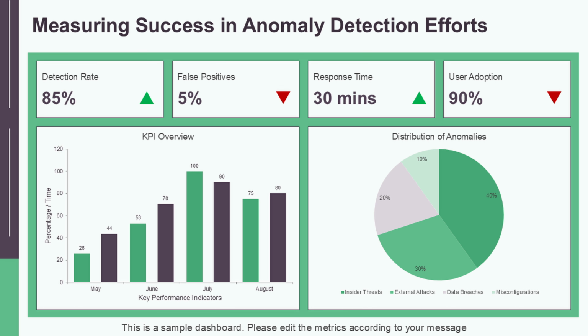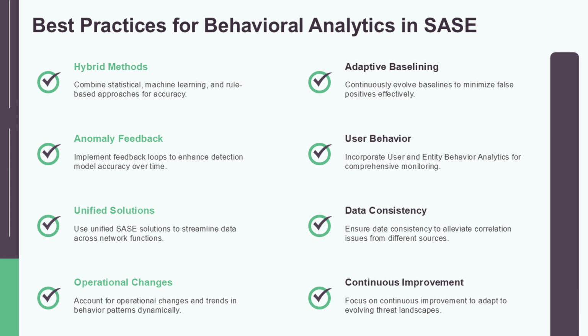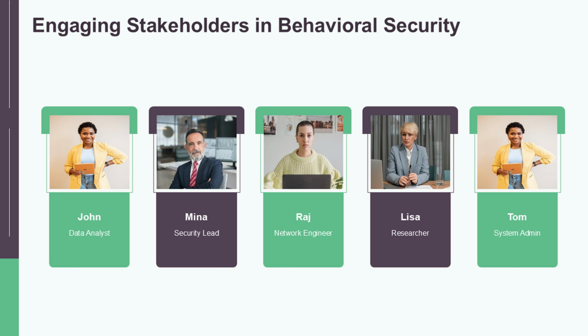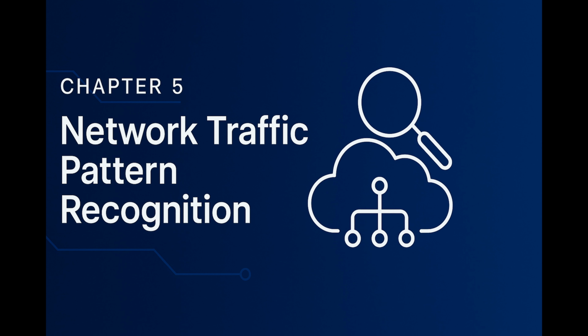By implementing feedback loops where security analysts validate identified anomalies and feed results back into detection models, organizations can continuously improve accuracy and reduce noise over time. This approach enables SASE platforms to adapt to evolving threat landscapes while maintaining high detection rates for sophisticated attacks that might otherwise evade traditional security measures.